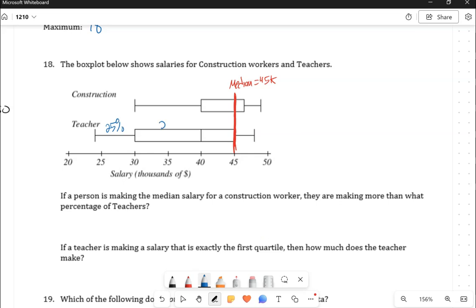we have 25%, 25%, 25%, and this is 25%. The 5-number summary literally breaks the data up into quarters. So the median construction worker, 45,000, is above 3 of these quarters of teachers. That's 75%.